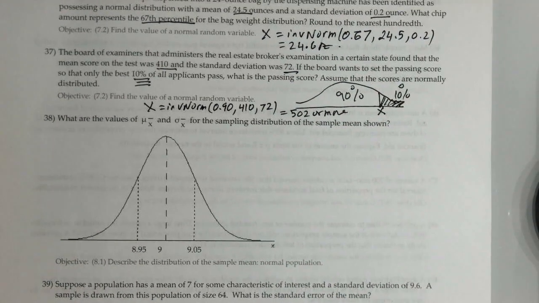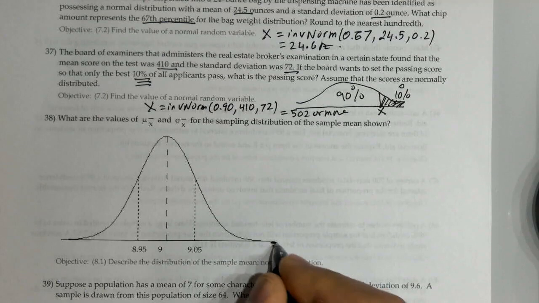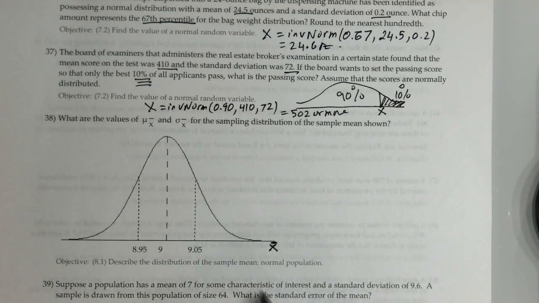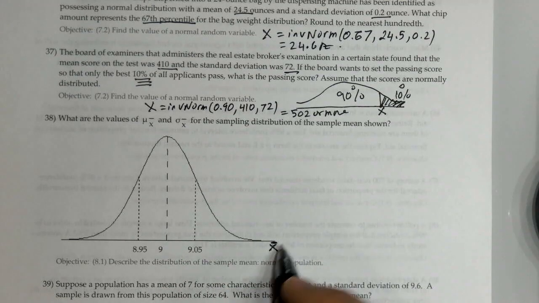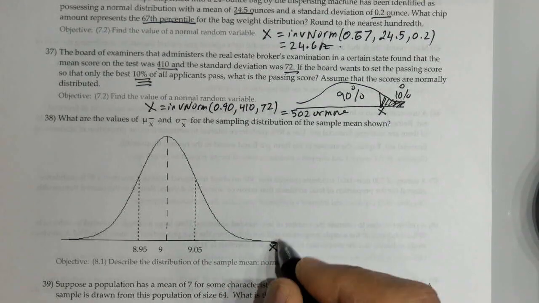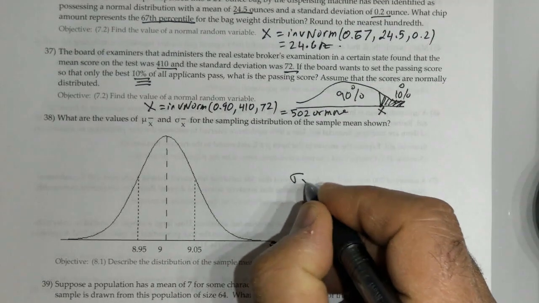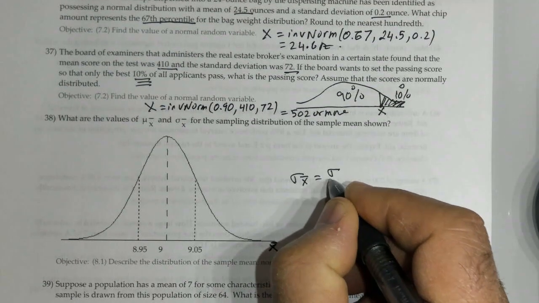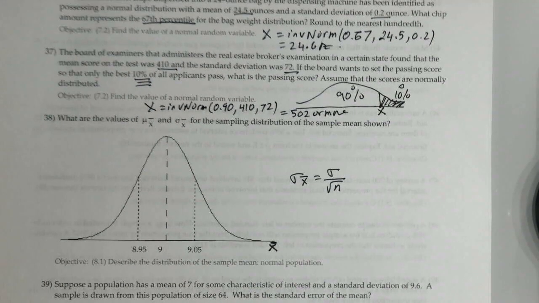38. Now we're doing section 8.1. We're working with the samples. So this is about X bar, not X anymore. The only difference between working with samples and working with the original population is that for x bar, the mean of the population will be the mean, but the standard deviation of x bar is the original standard deviation divided by square root of n, where n is the sample size.